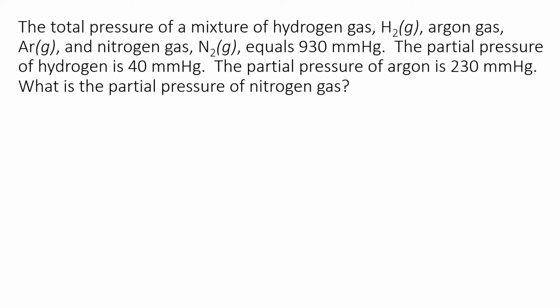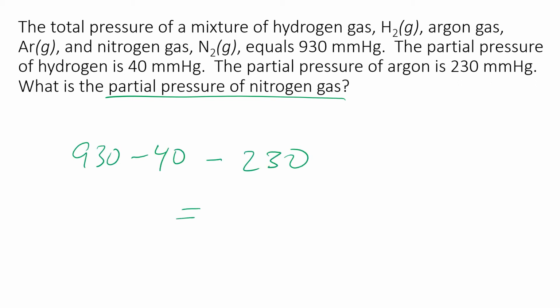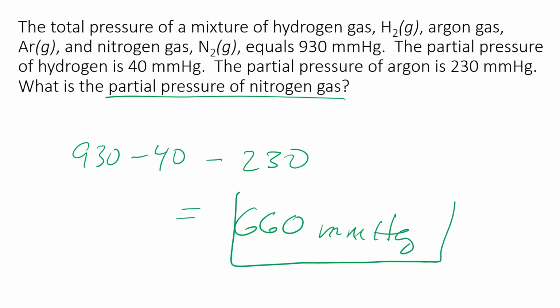The total pressure of a mixture is 930. I'm sorry, I give you 2 partial pressures and I want to find the last one. So then total pressure is 930, so minus 40 minus 230. So then your answer is going to be 660 millimeters of mercury.